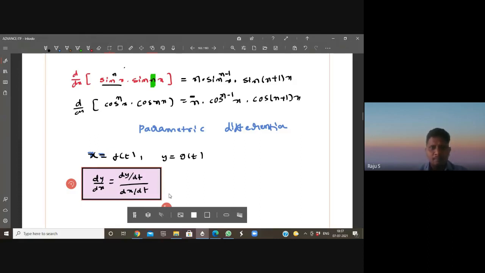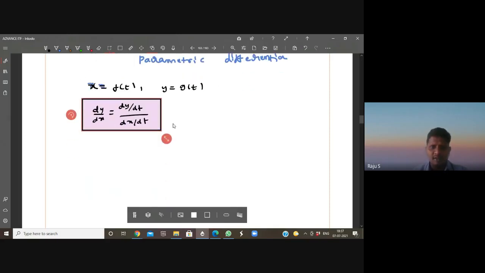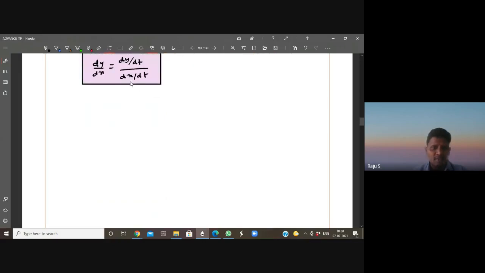Parametric differentiation, right? Sometimes they may ask for the second derivative also. After finding dy by dx, they may ask for the second derivative, that we will see in questions. And already we have seen differentiation of implicit function and explicit function, and derivative of composite functions also. Sometimes they may give composite functions.